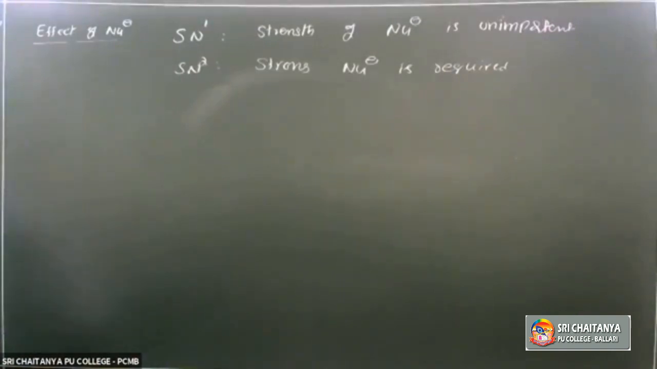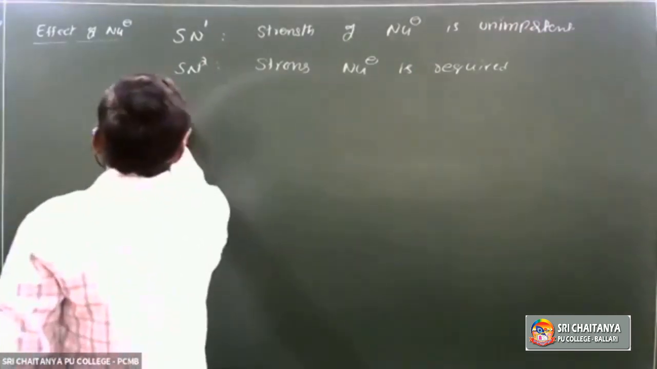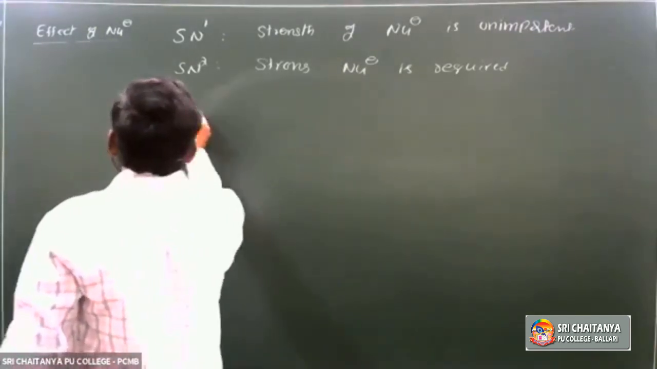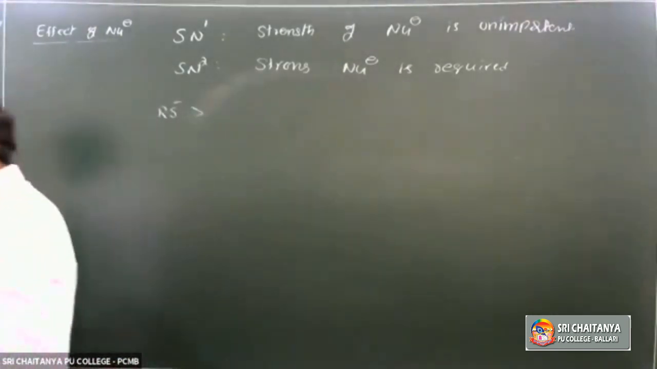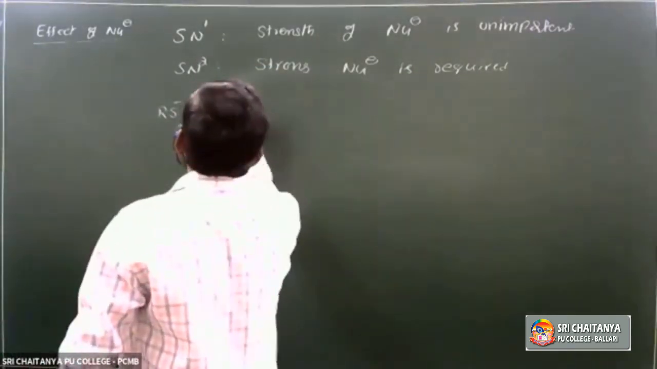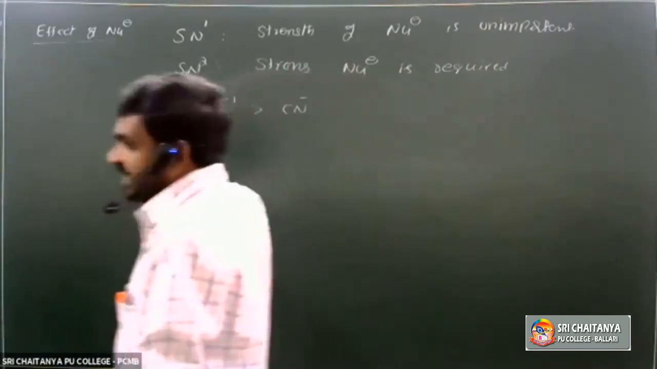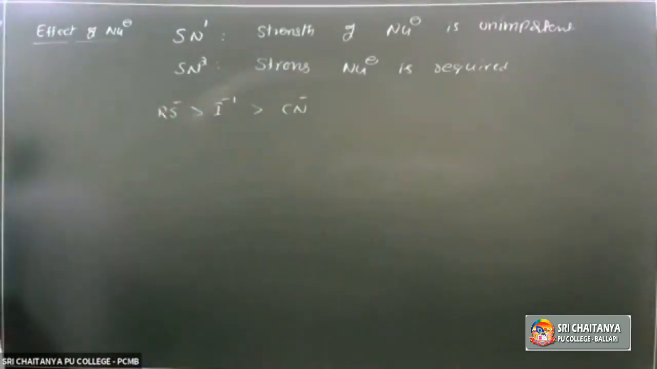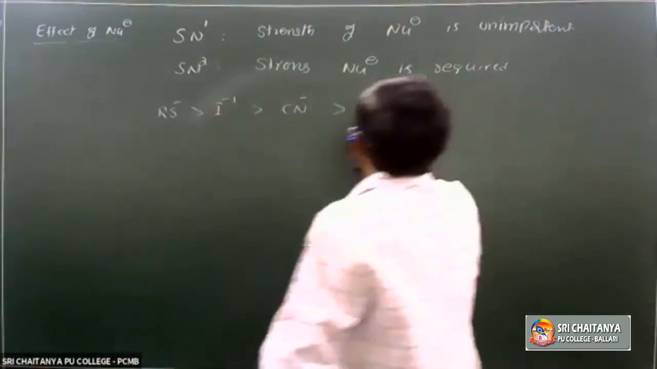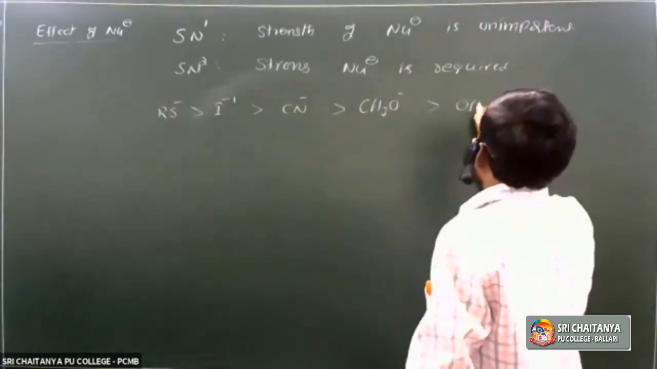In SN2 reaction, the nucleophilicity order is important. RS minus acts as a strong nucleophile. The next one, I minus. The next one, cyanide, CN minus. So RS minus acts as a strong nucleophile, then I minus, then CN minus is a stronger nucleophile than methoxide. CH3O minus is a stronger nucleophile than hydroxide.